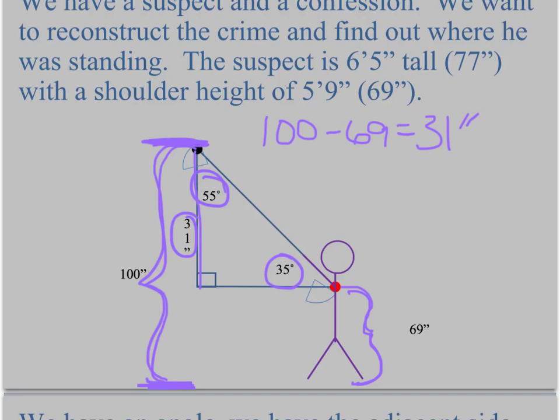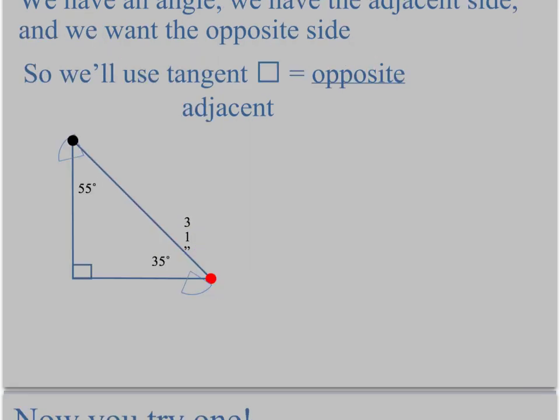so we have more than enough to figure out our one unknown, which is where the shooter was standing. So we want to figure out this distance of where the shooter was standing. Okay, so we have the angle, we have an adjacent side, we want the opposite side. So we're going to use tangent of theta is equal to opposite over adjacent. Remember, in the beginning I told you that you were really only going to use one part of that SOHCAHTOA. This is it. You're going to be using tangent most of the time.